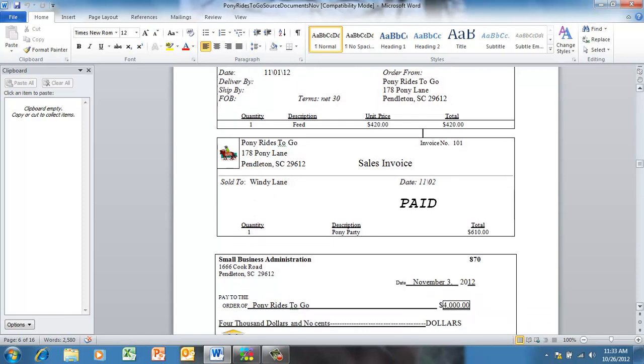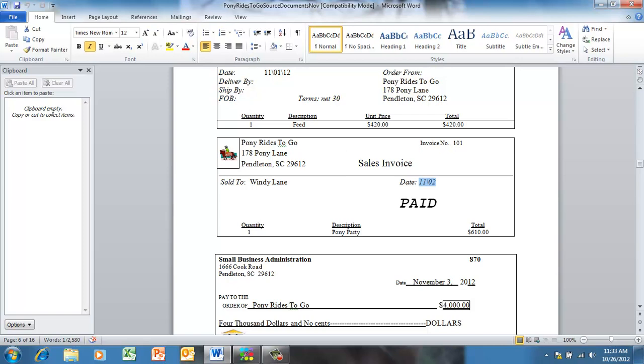When on the next transaction you see a sales invoice, okay? Now here, who is the buyer and who is the seller? Here we are the seller, and Windy Lane is the buyer. This is dated November 2nd.